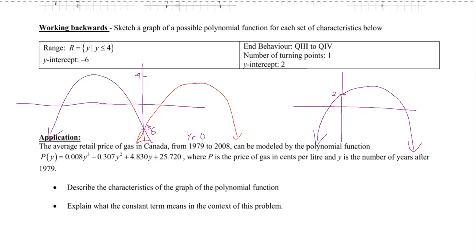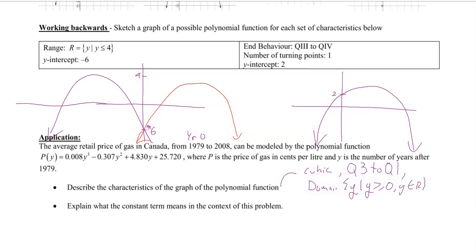So what are the characteristics of this graph? Well, what kind of graph is it? Cubic. It goes from Q3 to Q1. Now really it's only described when y is zero or higher, right? It actually has a domain. It's weird because y is for years, but the domain is the set of all y such that y is greater than or equal to 0.